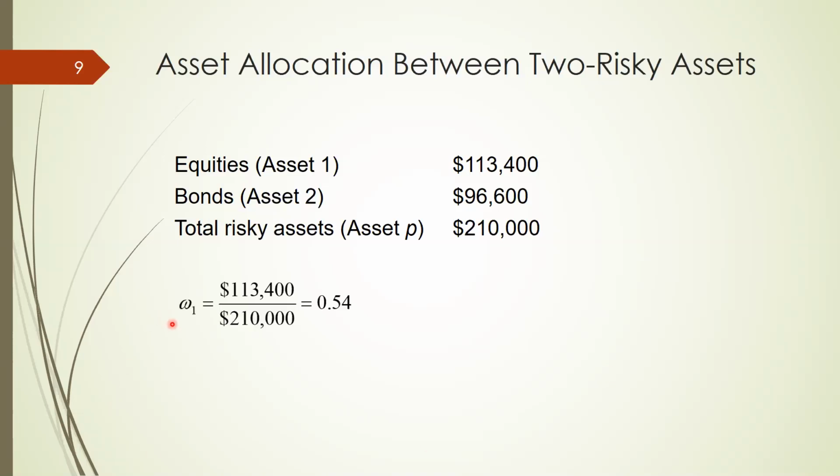Then omega-1, which is the allocation to equity, will be equal to the money invested in equity over the total market value of the portfolio, which gives 54%. Same thing for the bonds, which has an allocation of 0.46 or 46%. So when we have only two risky assets together, the weights omega-1 and omega-2 have to sum up to be 1.